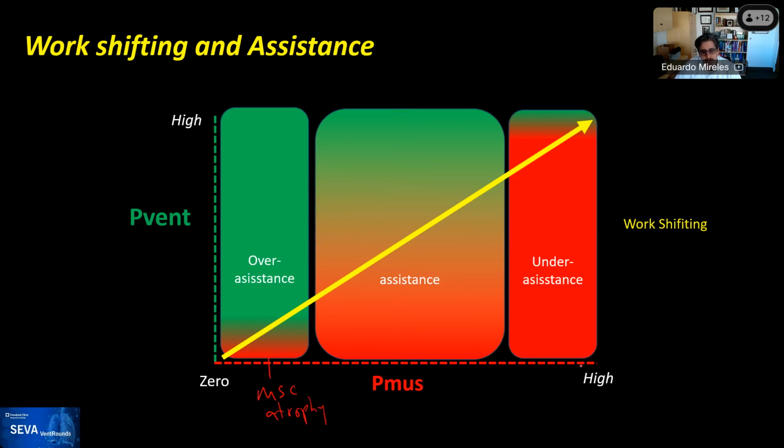On the other extreme, you have a patient with very high PMOS but very little P-vent, so very little support from the ventilator. And the risk of that is likely myotrauma, so the muscle getting injured from not being supported enough and doing very high work of breathing. There may actually be circumstances in which the patient is working against the ventilator, so it's actually generating effort against it.